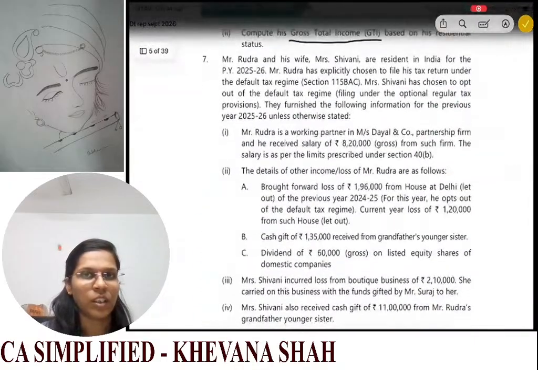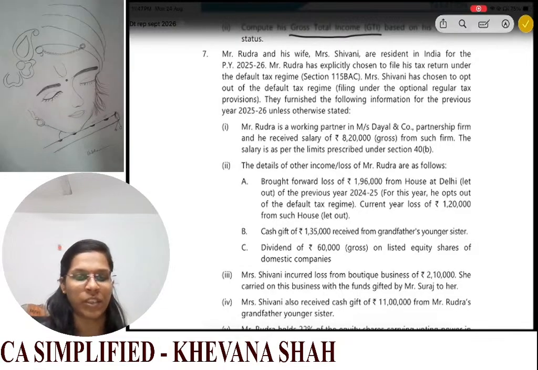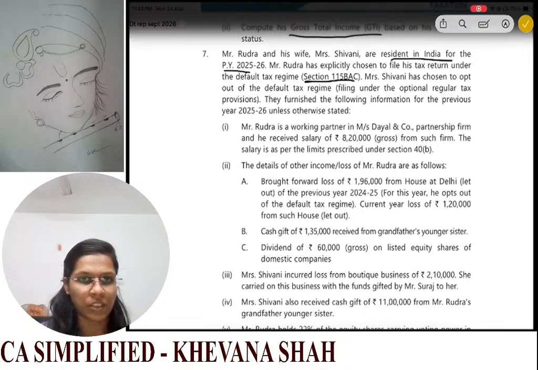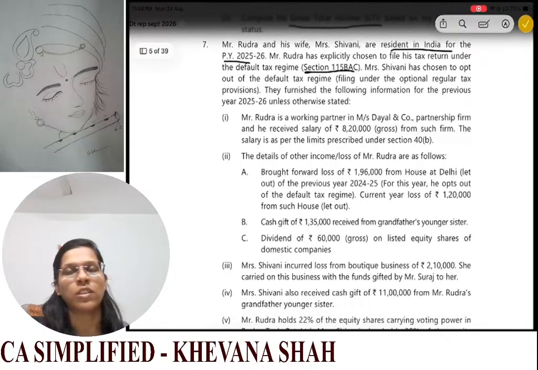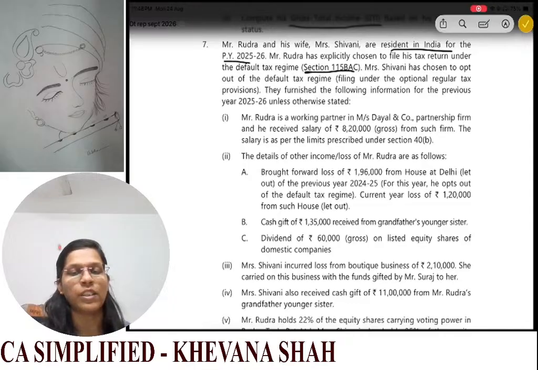Okay. Now moving to question number 7, Mr. Rudra and Mrs. Shivani. They are resident in India for the previous year 25-26. Mr. Rudra has explicitly chosen to file his return under the default tax regime. He is filing under 115BAC. Then Mrs. Shivani chose to opt out. Okay, Mrs. Shivani is going for the normal tax regime. That is your optional regular tax regime.